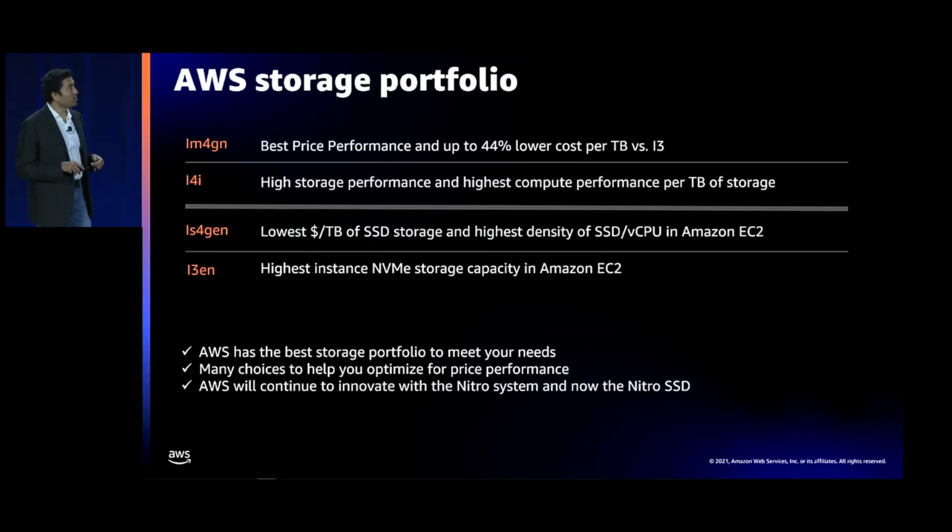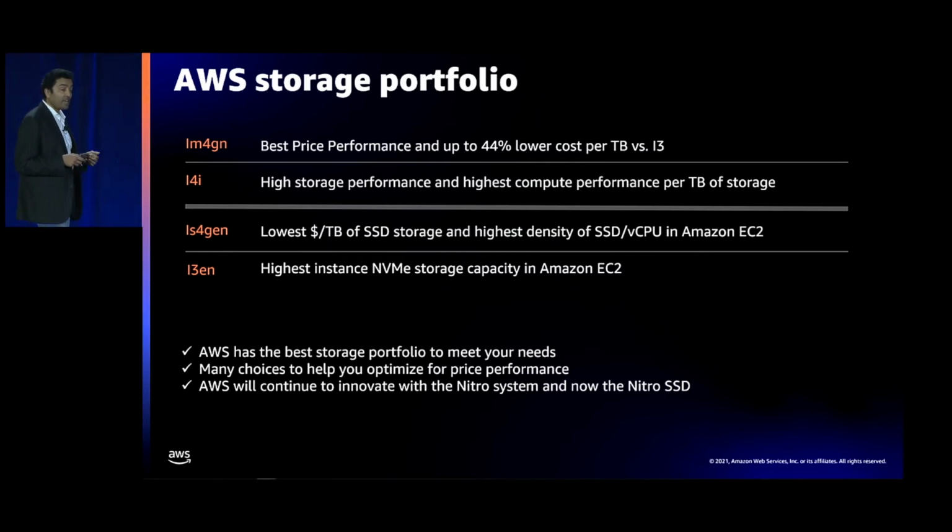Okay, so just to summarize where we are, IM4GN, the instance that we launched yesterday, best price performance for the storage optimized family and up to 44% lower cost per terabyte in EC2. i4i, which is a comparable instance to IM4GN, high storage performance and highest compute performance per terabyte. IS4GEN gives you the lowest cost per terabyte of NVMe storage in EC2. So this is the cheapest NVMe capacity that you can get on EC2.